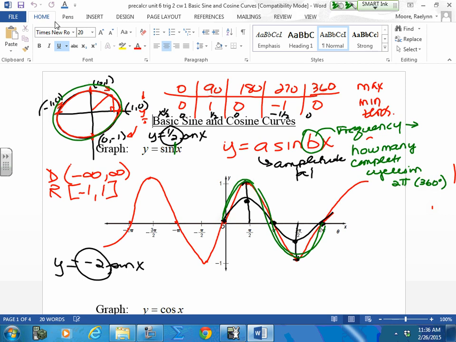How many complete cycles? Now your period takes off from your frequency. It says 2 pi over B. If it's easier to relate in degrees, then relate it in degrees. So 2 pi over B is 2 pi. It says, how long to complete 1 full cycle?